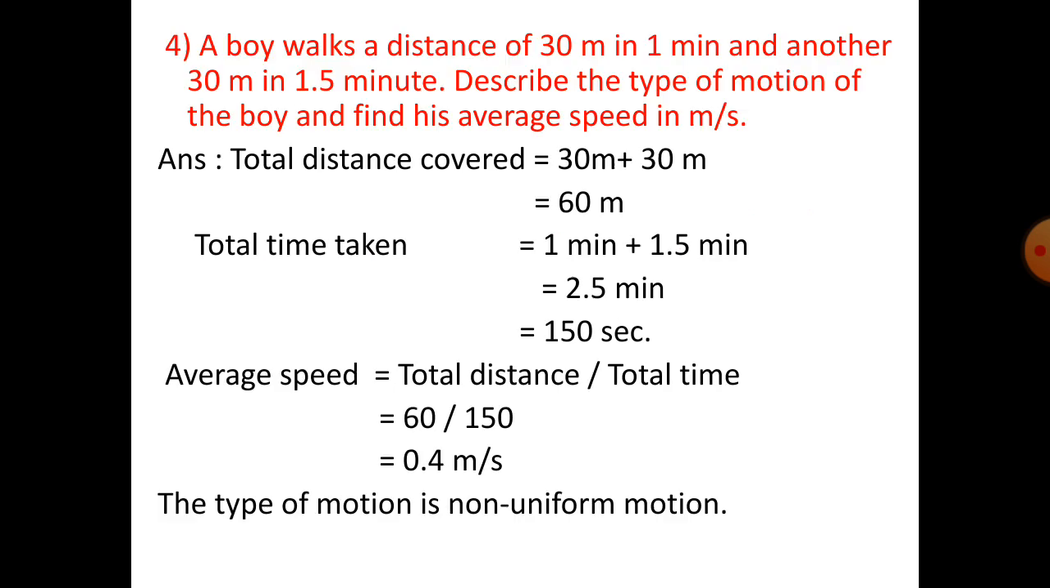kilometers. Number 4. A boy walks a distance of 30 meters in 1 minute and another 30 meters in 1.5 minutes. Describe the type of motion of the boy and find its average speed in meters per second.